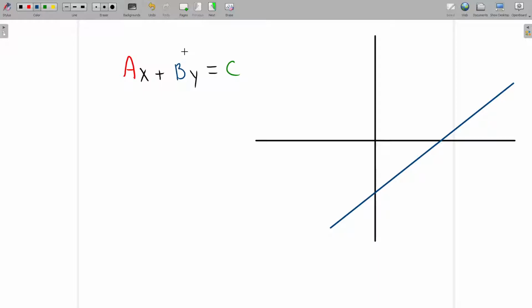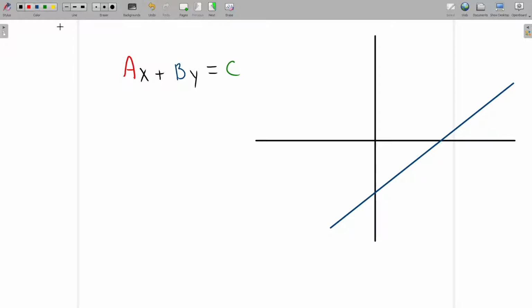So the standard form of a linear equation is written in the form of ax plus by equals c, where a, b, and c are just numbers. So the first thing we need to do is to rewrite it in this form if it's not given to us in this form. We want the x and the y on the same side, and we want the number that they're equal to, the constant, on the other side of the equals.